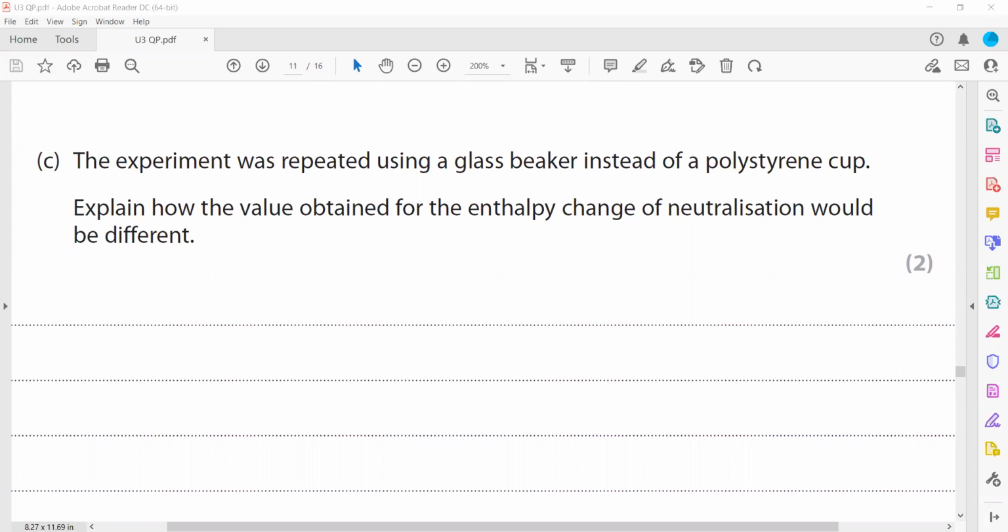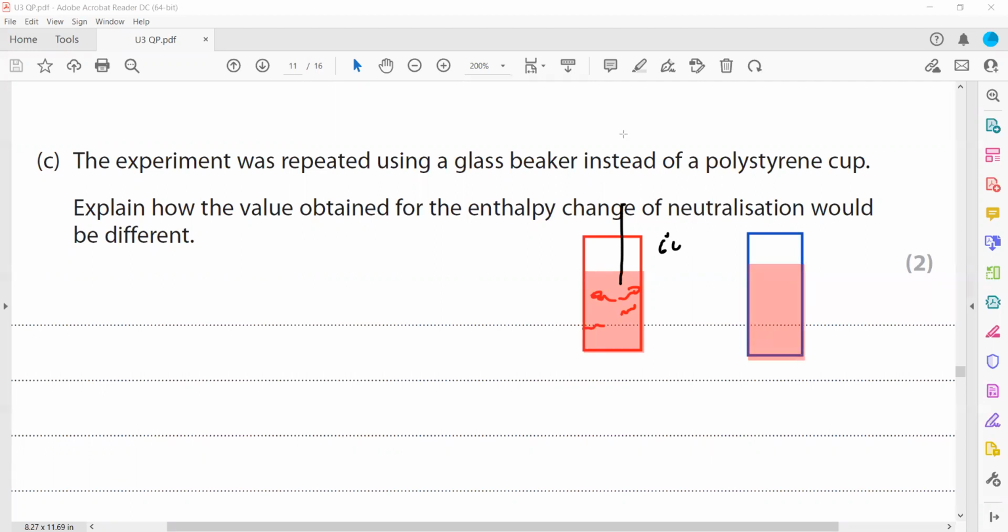In a polystyrene cup, the solution is inside the cup. When the reaction occurs between acid and alkali, it releases heat energy. But polystyrene is an insulator, so the thermometer shows a greater change in temperature, about 6 degrees. If we use a glass beaker, glass can conduct heat energy. So the heat energy from the solution will transfer out to the surroundings. As a result, if this heat energy escapes, the temperature change when this reaction occurs will be smaller.